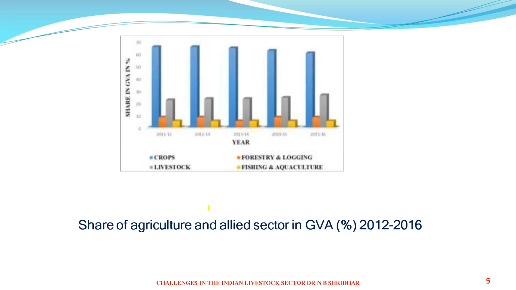This is a chart showing the share of agriculture and allied sectors in the GVA percent from the year 2012 to 2016. Crops, of course, are highest, followed by forestry and logging, then third by livestock. Usually, when compared to the crop pattern, livestock is always the second one. Here you can see forestry and logging in third position, whereas fishing and others have the fourth position. Hence, we owe our own resources to the highest extent.